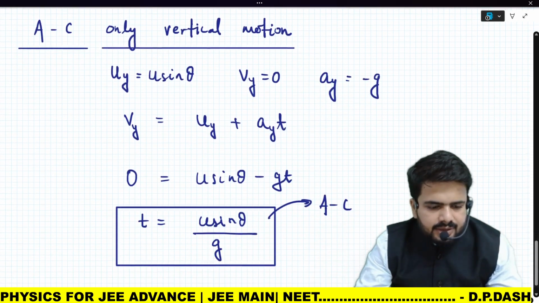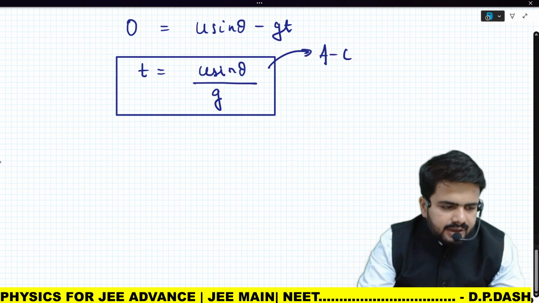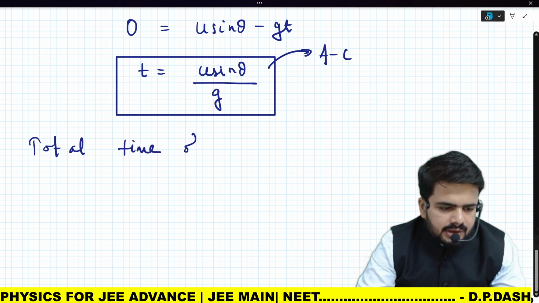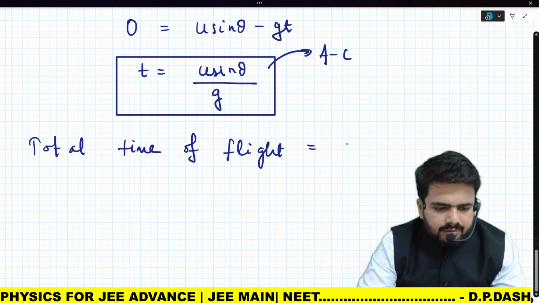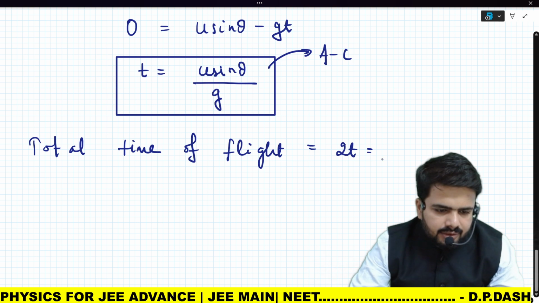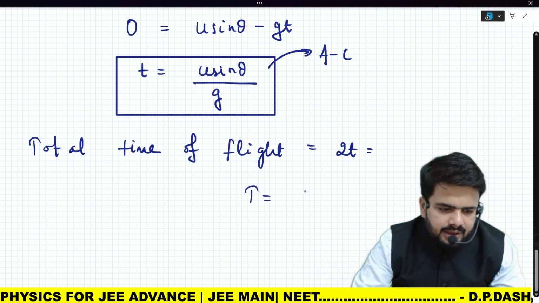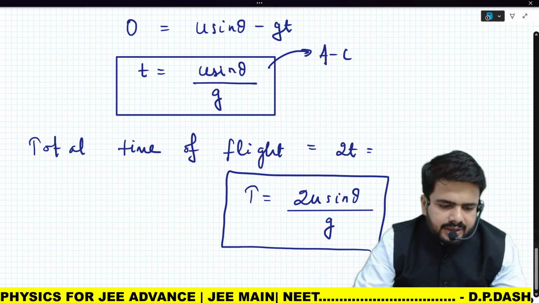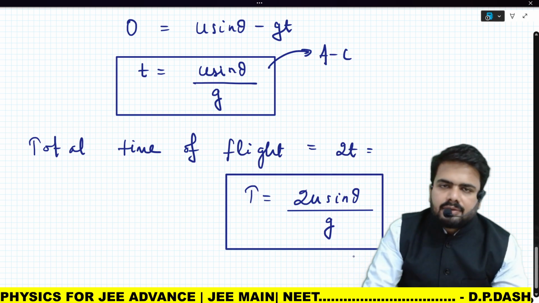If I wish to find out the total time required, the total time of flight will be simply twice the time required to travel from A to C. That equals, we can say, capital T equals 2 u sin theta by g. This is the final formula we are getting for total time of flight.